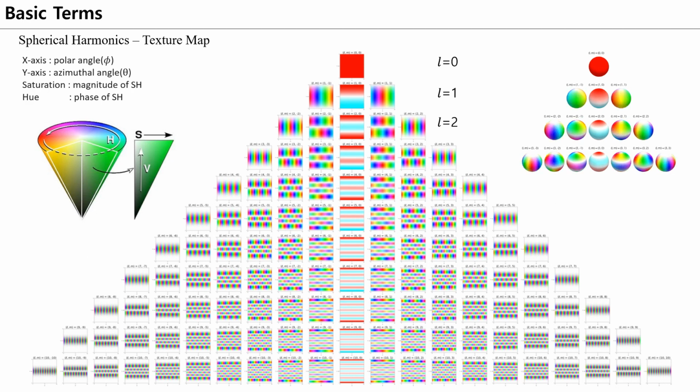The color texture map can be configured in various ways from the values of each spherical surface. In this example, you can see that the color map according to the angle changes is represented by matching the HSV color space. In the picture, you can see that as L increases, there are high frequency features. You can think of each sphere as a color palette.